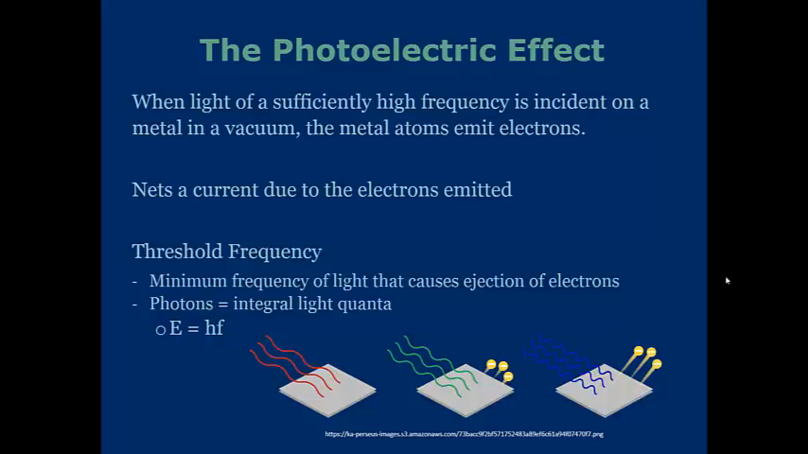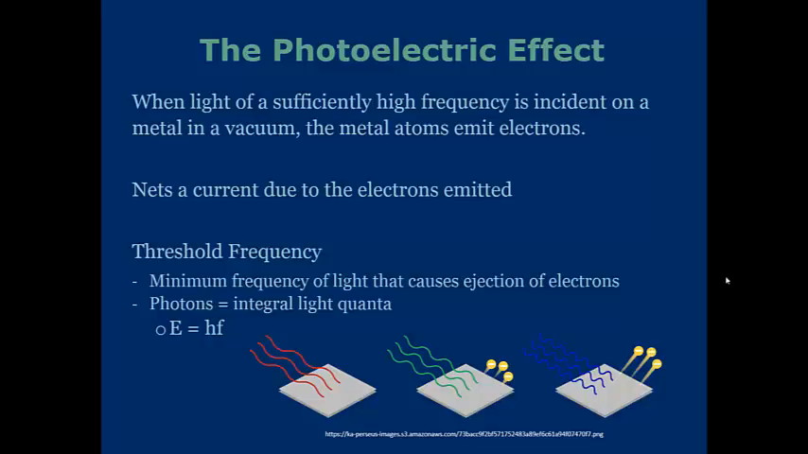Remember from our electrostatics and magnetism unit that any sort of movement of current will result in a magnetic field. Current, if you remember, is the movement of electrons, even though it is noted as the movement of protons. The threshold frequency is the minimum frequency of light that will cause the ejection of electrons. The equation is noted as E equals hf, or energy equals Planck's constant times the frequency of the light.